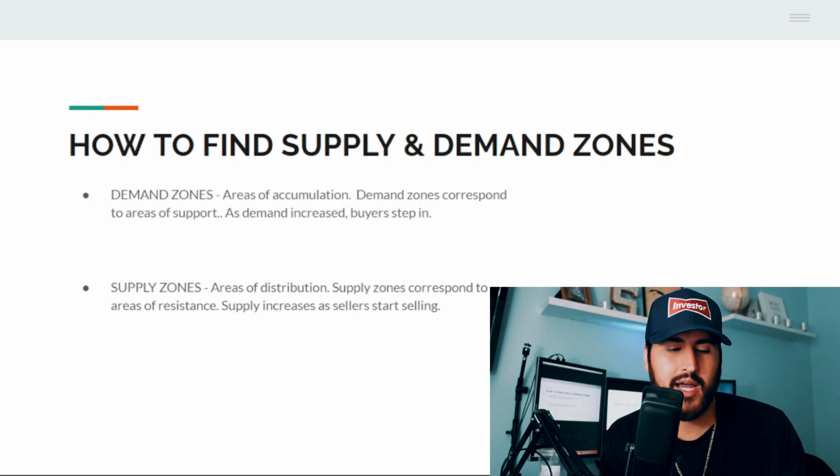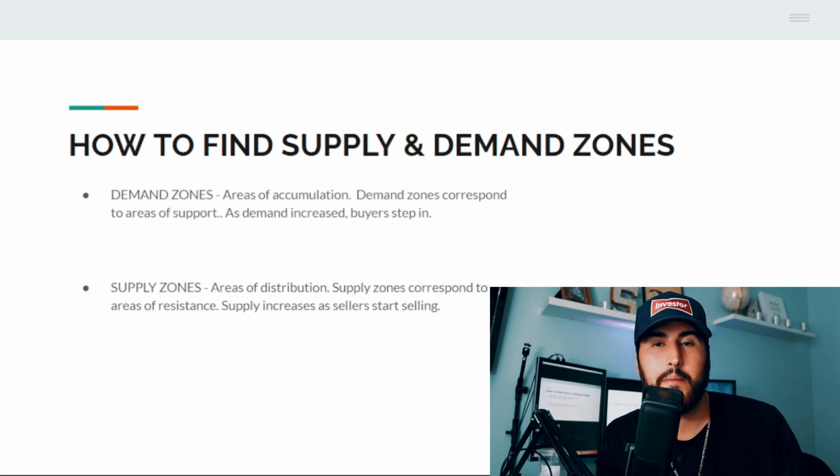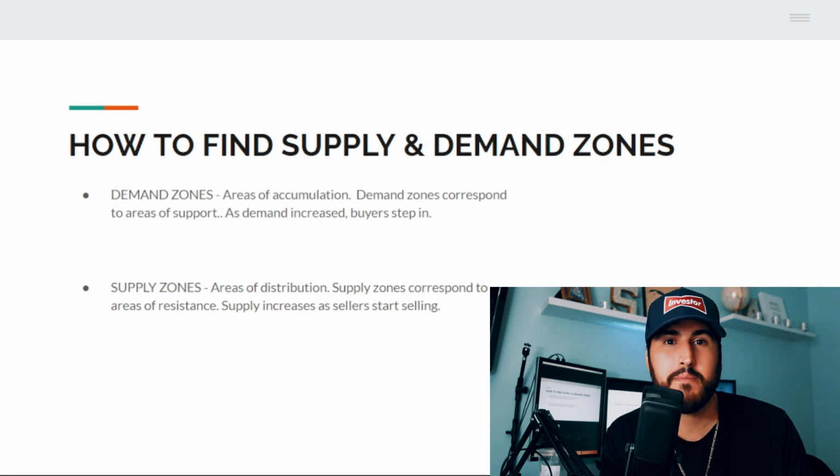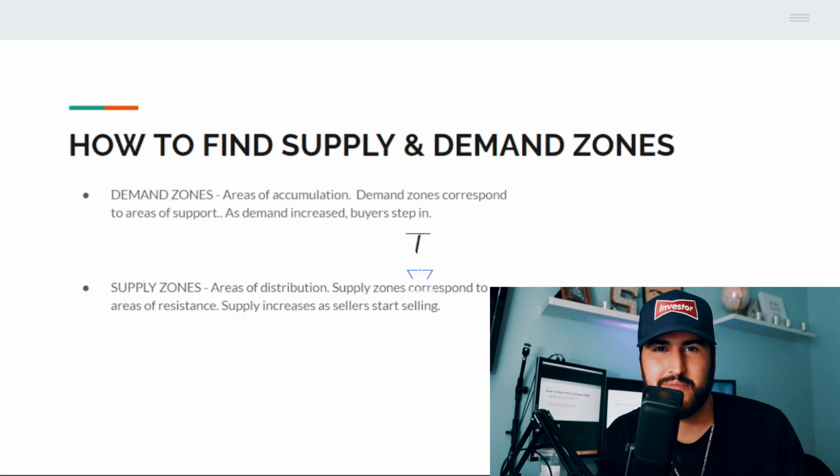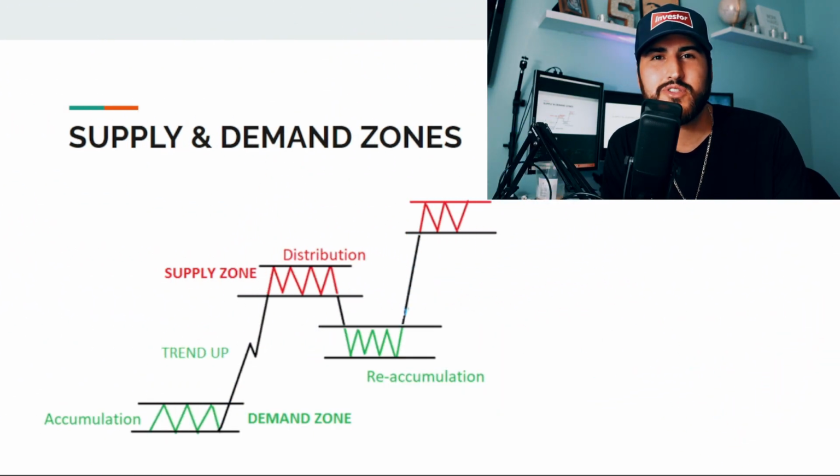When looking for a supply zone, this is an area of distribution. This is an area where people are starting to sell, increasing supply. When you look at the charts to identify a supply zone, the first step is you need to identify a level of resistance based on technicals or maybe even on valuation. What's a point or a price where usually people start to sell? That's your supply zone. So if we look at this photo, it's really easy to understand now that we know the law of supply and demand.